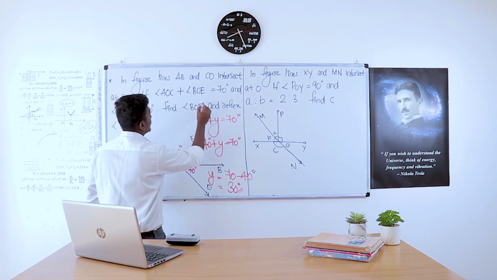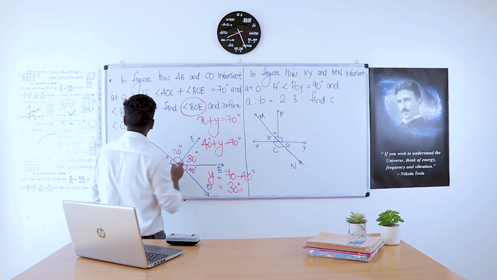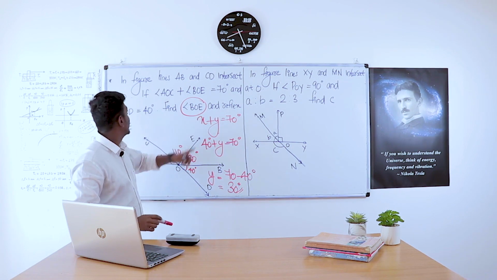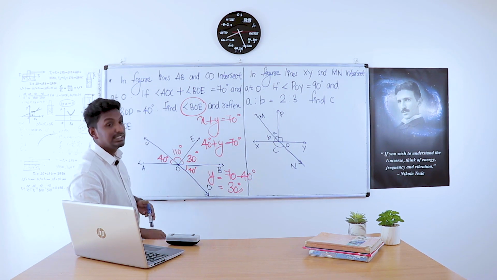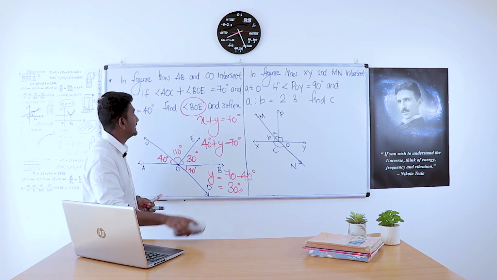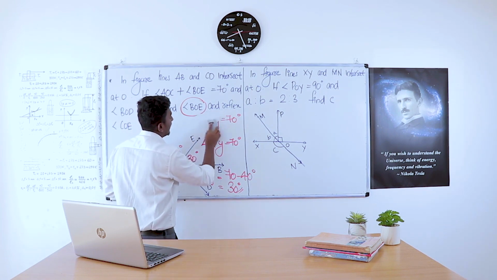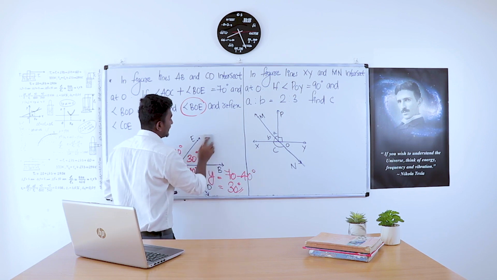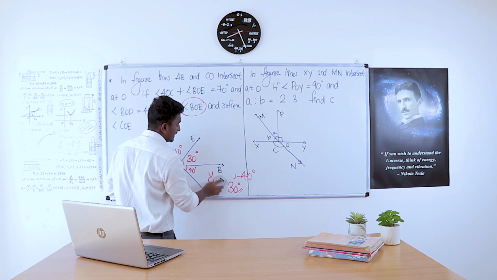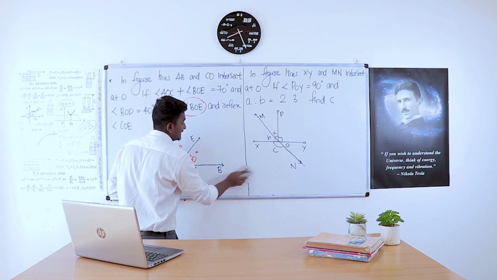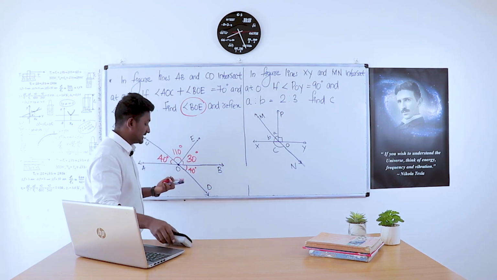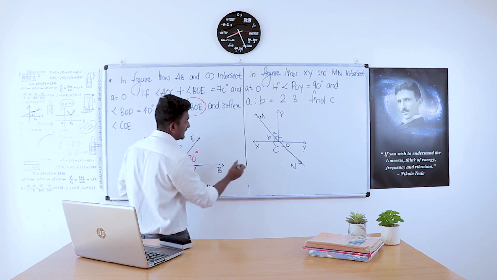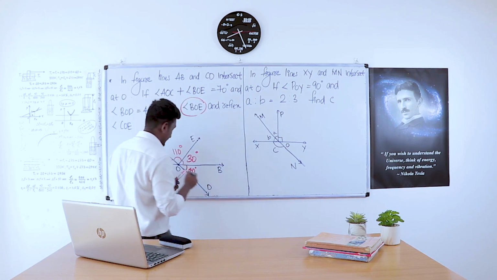Now it is solved. Then we need the reflex angle of angle COE. How do we find the reflex of angle COE? What do you mean by reflex angle? A reflex angle is an angle whose measure is greater than 180 degrees and less than 360 degrees.